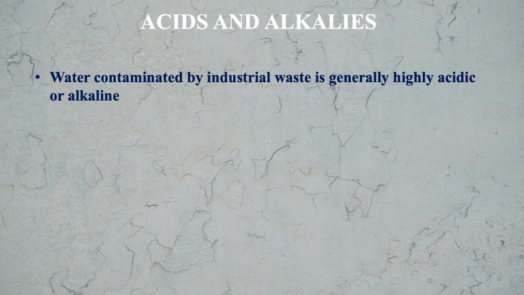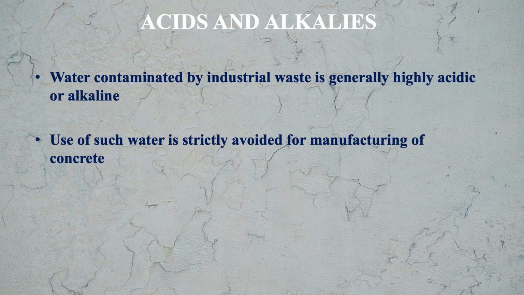Water contaminated by industrial waste is generally highly acidic or alkaline. Either it will be highly acidic or highly alkaline because it is coming from the industry. In industry, there are many processes going on, and because of these processes the pH of water doesn't remain at neutral level. Basically, either it becomes highly acidic or highly alkaline depending upon the processes in the industry. So use of such water is strictly avoided for manufacturing of the concrete.